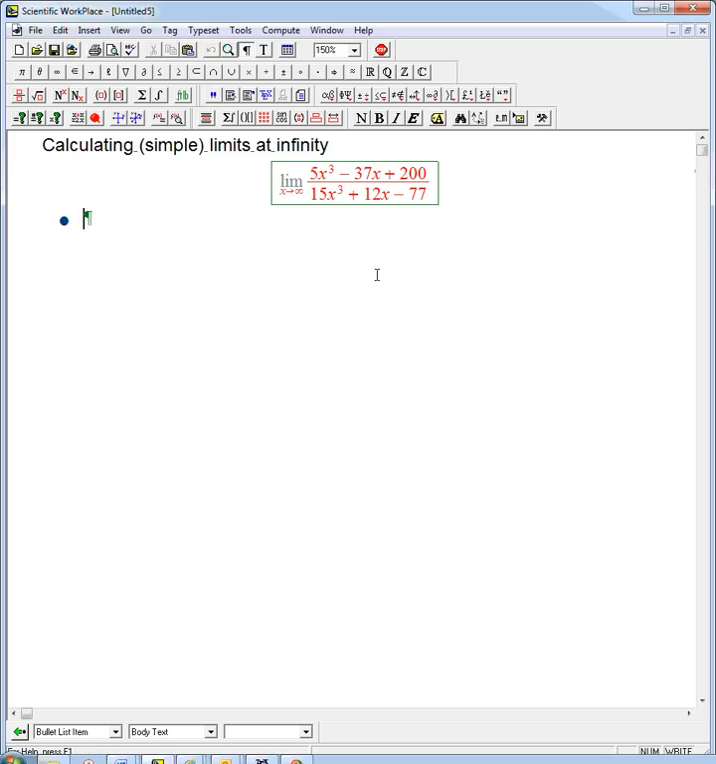Here's a video about calculating limits at infinity for certain simple functions, namely polynomials and rational functions. Here's an example to start out with. The limit as x goes to infinity of this big rational function.